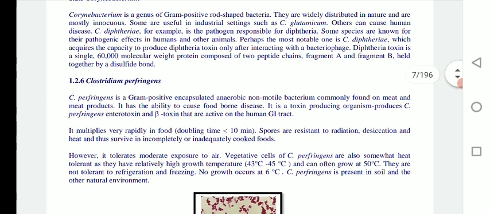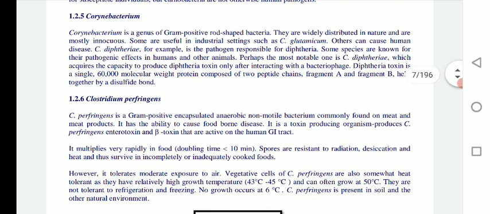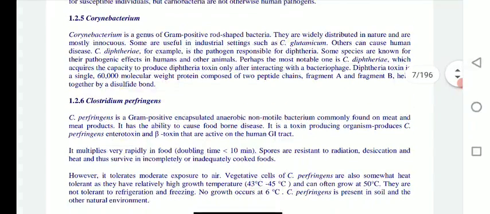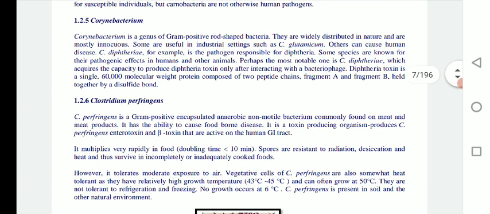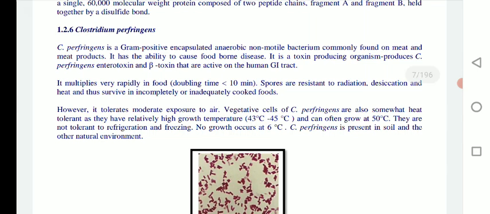So diphtheria toxin is a single 60,000 molecular weight protein that consists of two polypeptide fragments, fragment A as well as fragment B. They are held together by a disulfide bond. So Corynebacterium diphtheriae mostly causes diphtheria disease. Then next is Clostridium perfringens.